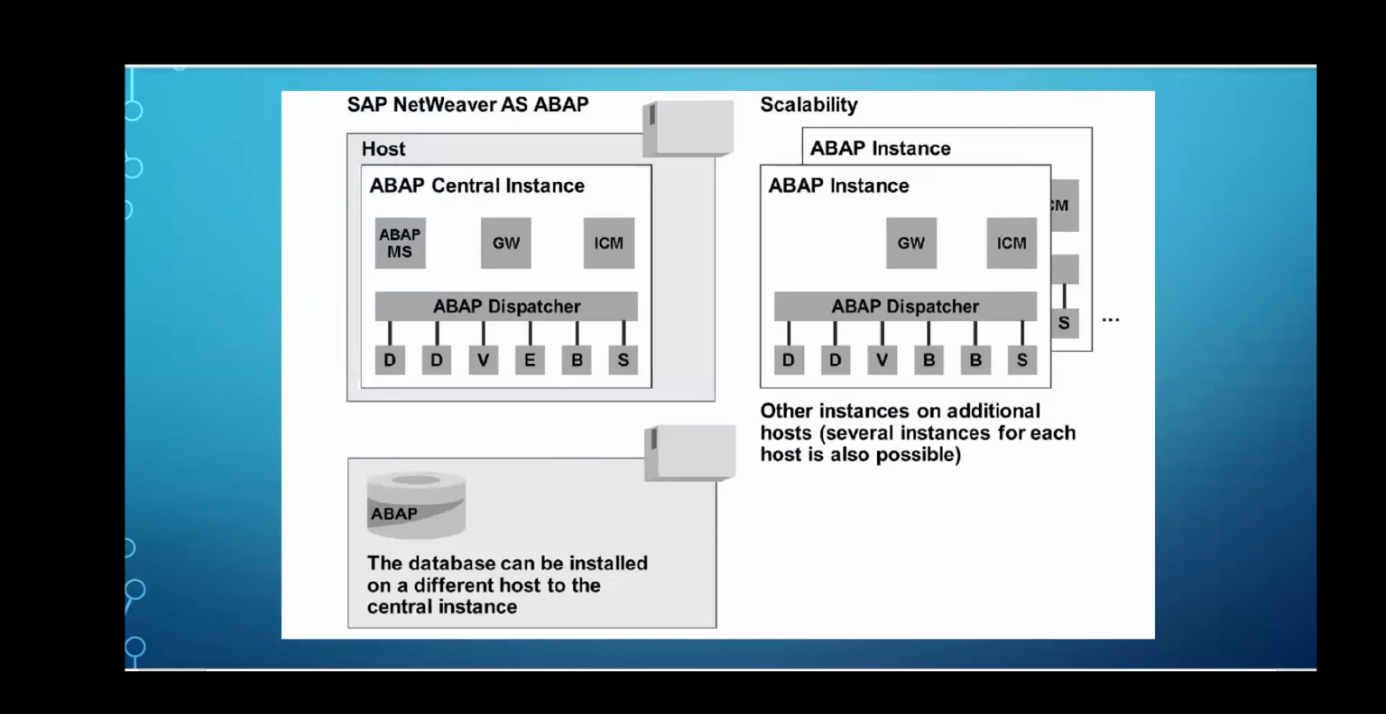Okay. Now, we saw about the processes or work processes. Now, you have core processes. So, these types are more considered to be secondary work processes or work processes. So these are core processes in an instance: MS, GW, and ICM. Message server, gateway server, and Internet Communication Manager.